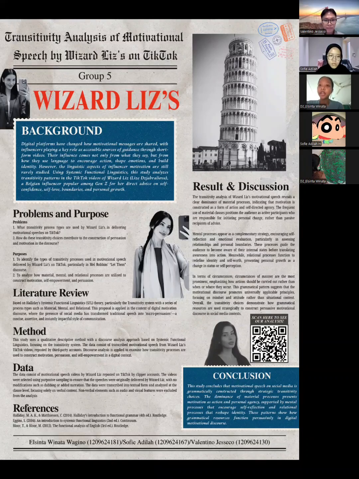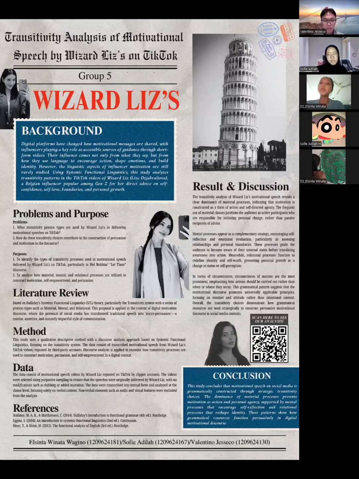Digital platforms have changed how motivational messages are shared, with influencers playing a key role, as an accessible source of content in short-form video. Their influence comes not only from what they say, but from how they use language to encourage action, shape emotion, and build identity. However, the linguistic aspects of influencer motivation are still relevant to study. Using systemic functional linguistics, this study analyzes transitivity patterns in the TikTok videos of Wizard Liz, a Belgian influencer popular among Gen Z for her direct advice on self-confidence, self-love, boundaries, and personal growth.